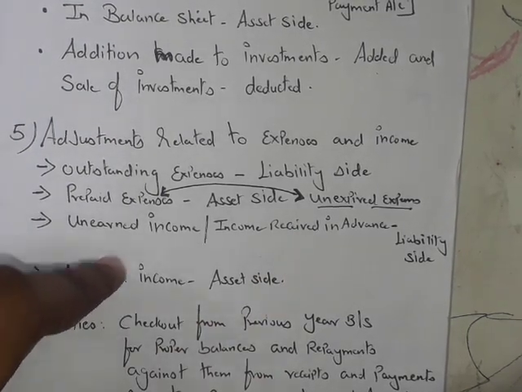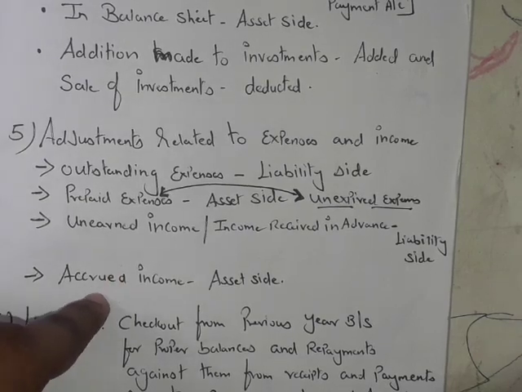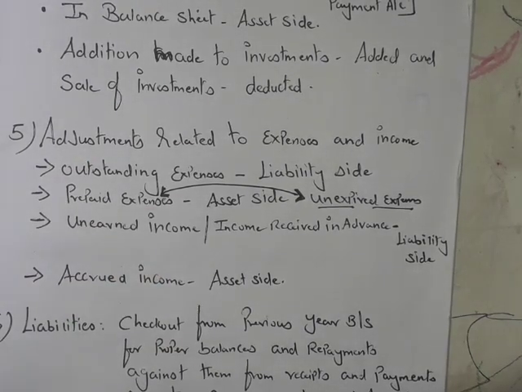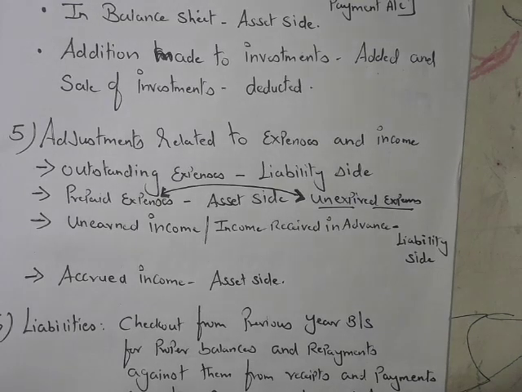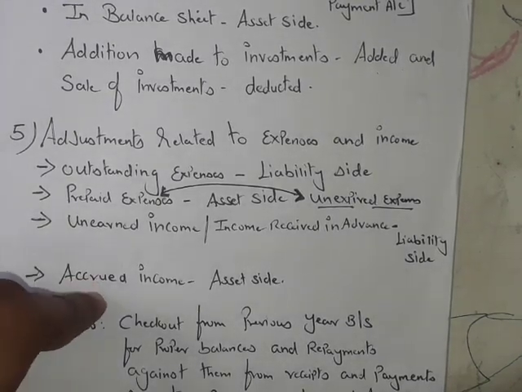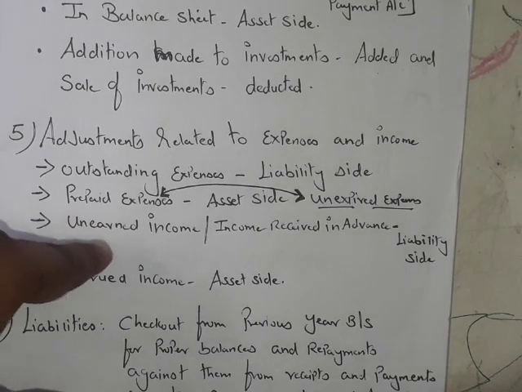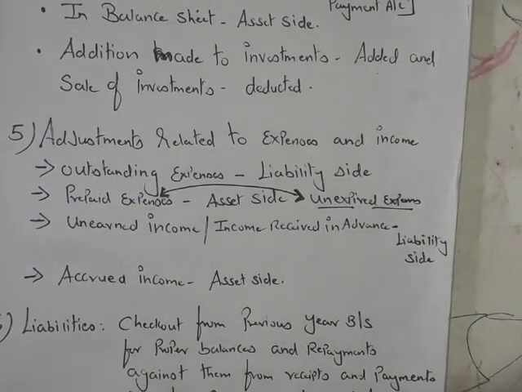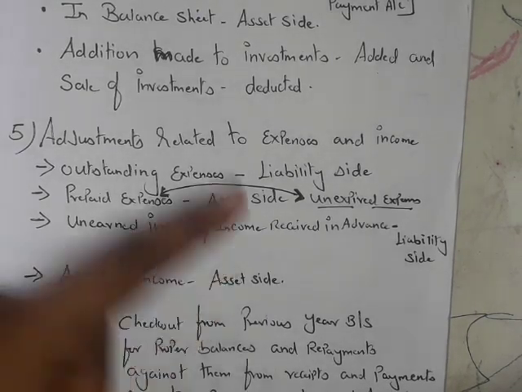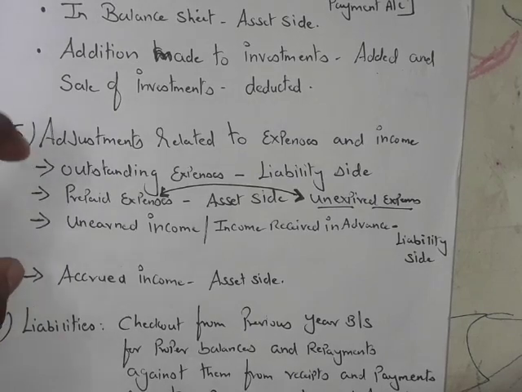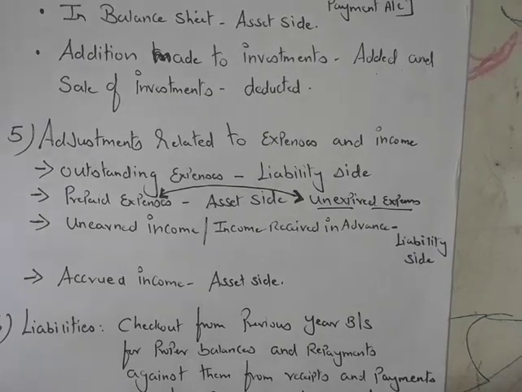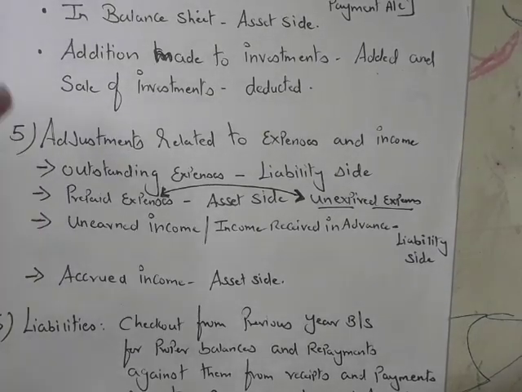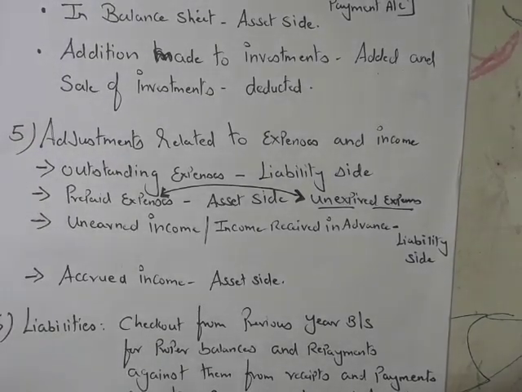And then the next one is your accrued income. It is nothing but the income which we have earned but it is not received. So accrued income is an asset to that particular non-profit organization. So the important four adjustments are outstanding expenses, prepaid expenses, unearned income and accrued income.